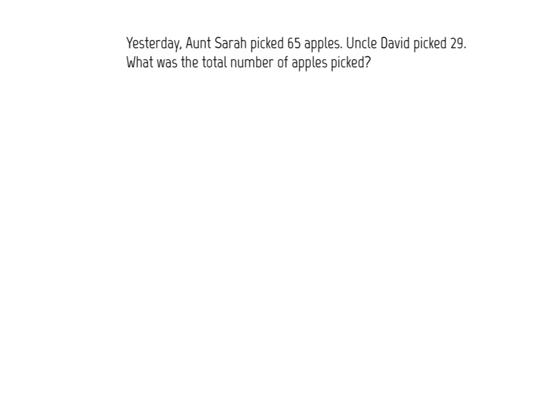Okay, so let's get started. First, I need to set up my equation. I'm going to find my numbers here. Aunt Sarah picked 65 apples. Uncle David picked 29. So those are the numbers that I am adding. I know I'm adding because I see my keyword here, total. What was the total number of apples picked? So that word right there is a clue, and it tells me to add and not subtract. Okay, 65 plus 29.